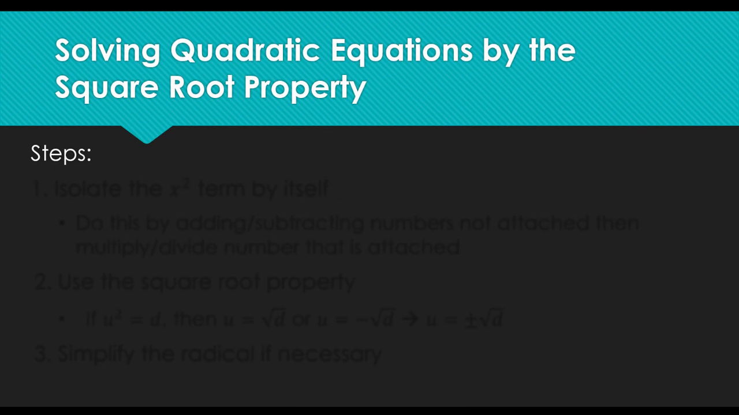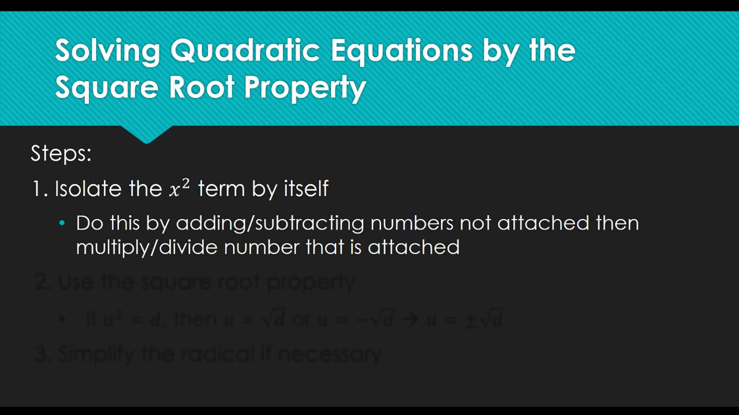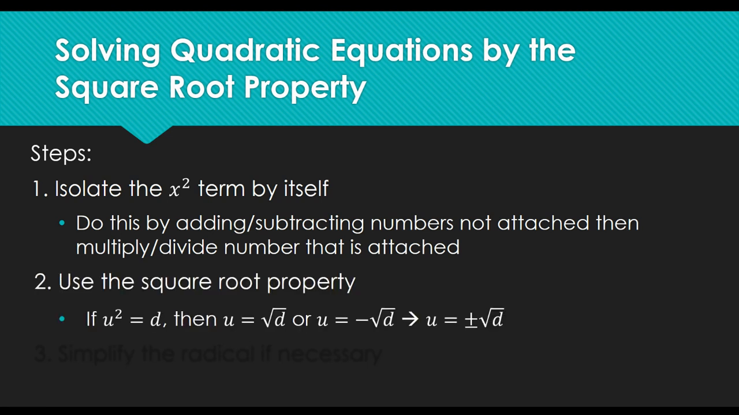All right, the second property is solving by the square root property. So let's take a look at these steps. We want to first isolate the x squared term by itself. So to do this, we think about adding and subtracting numbers that are on the same side as the x squared first, moving those away, and then we'll multiply or divide numbers that are attached to the x squared term.